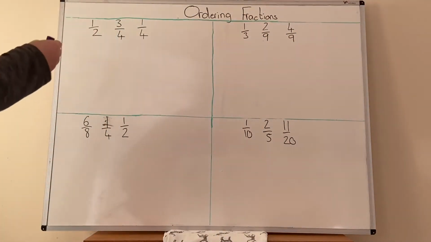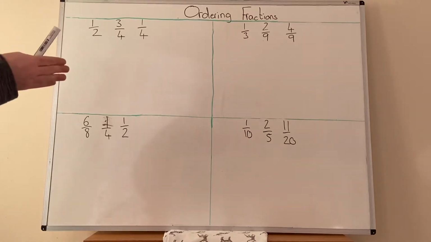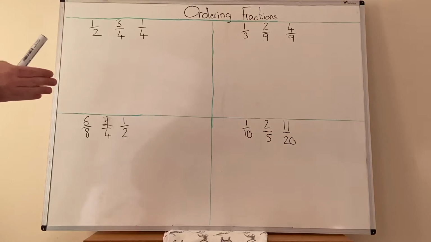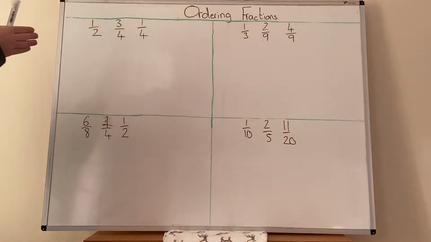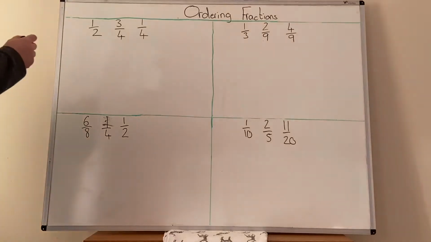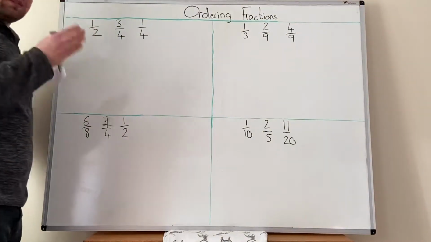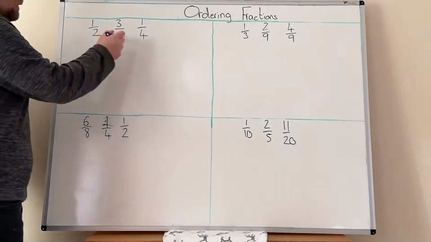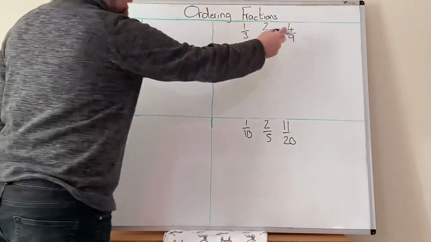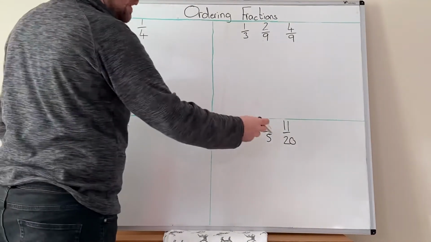So we've got 4 questions. We're going to put these into ascending order. If you remember last time we had a look at ascending and descending order, so if you're not sure on that, by all means go back and have a look. But we're going to move on today. So, in all the fractions on the board, all the bottom numbers are not exactly the same. We've got 2, 4 and 4 in that one, 3, 9, 9 in that one, 8, 4 and 2 in that one, and 10, 5 and 20.